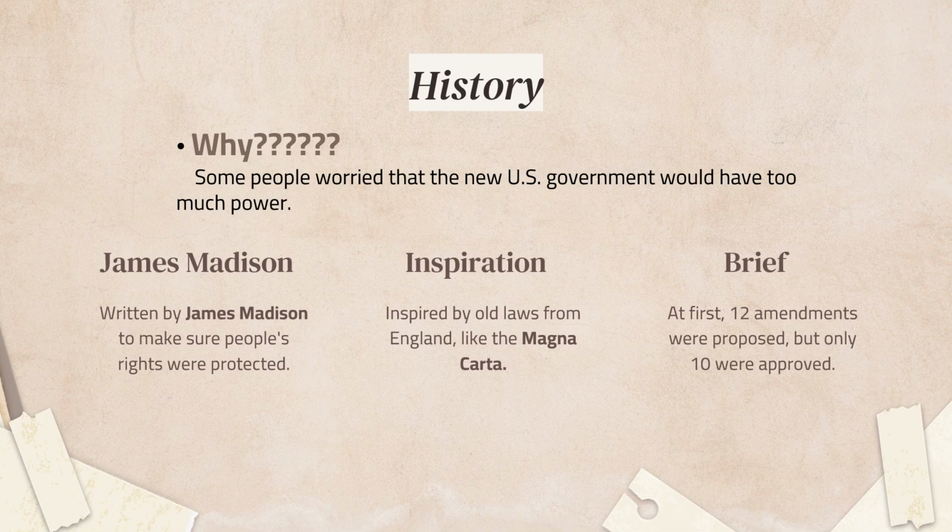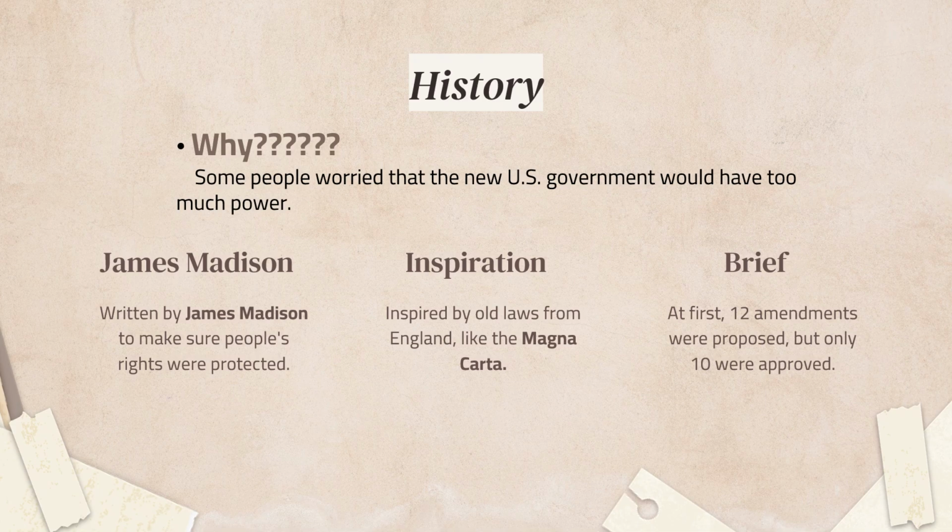History. Now, why was it created? Some people were worried that the new US government would have too much power over the people and also restrict their freedoms and rights. So, James Madison made sure that people's rights were protected and wrote the American Bill of Rights. It was inspired by the old laws from the Magna Carta, which was from England.